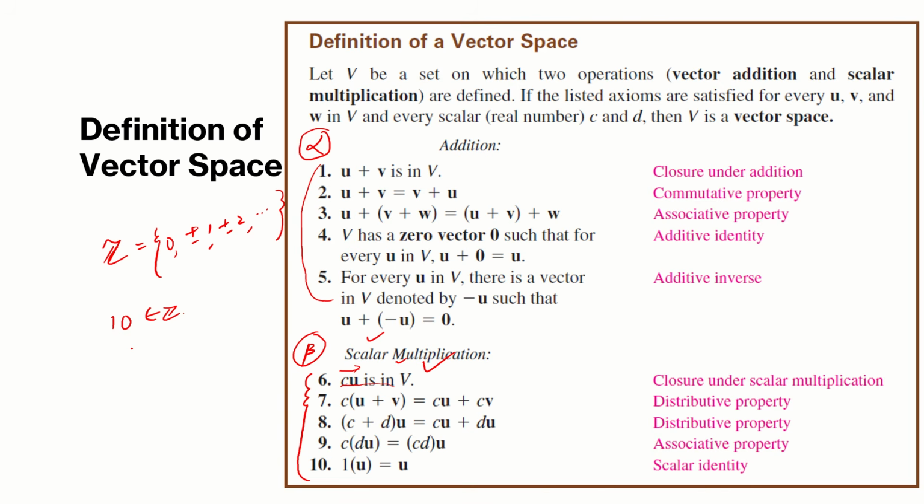So if 10 belongs to Z, I multiply that with 1 by 3. So in this case, u is 10 and c is 1 by 3. Now if you find c multiplied by u, that means 1 by 3 times 10, which is 10 by 3, and 10 by 3 is not an integer. It means that condition number 6 is not satisfied with the set of integers.